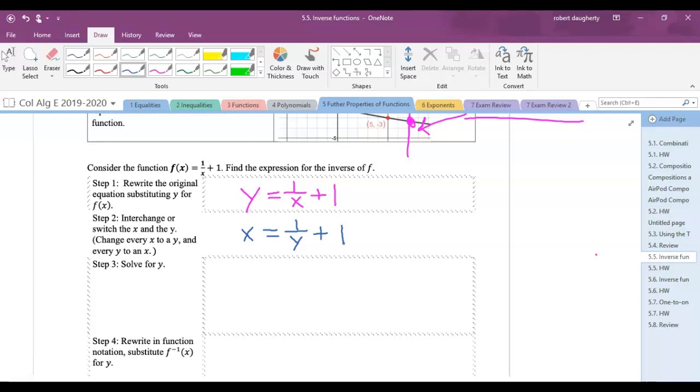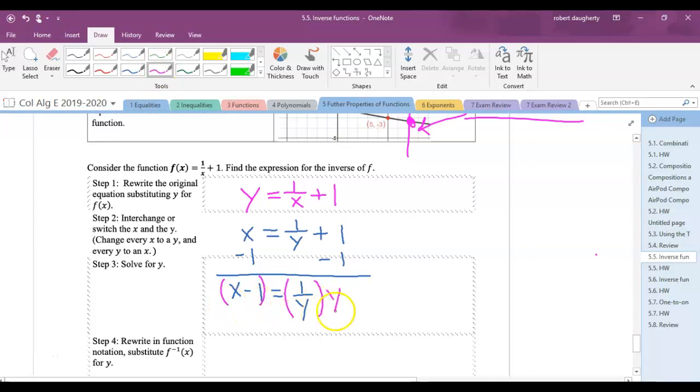How am I going to do that? I need to get y by itself, so what's the first thing I'm going to do? Subtract 1 from both sides. So that gives me what? X minus 1 equals 1 over y. What is it I don't like? So what can I do? I can multiply both sides of this equation by what? By y. So if I multiply both sides of that equation by y, I get y times x minus 1 equals what? 1.